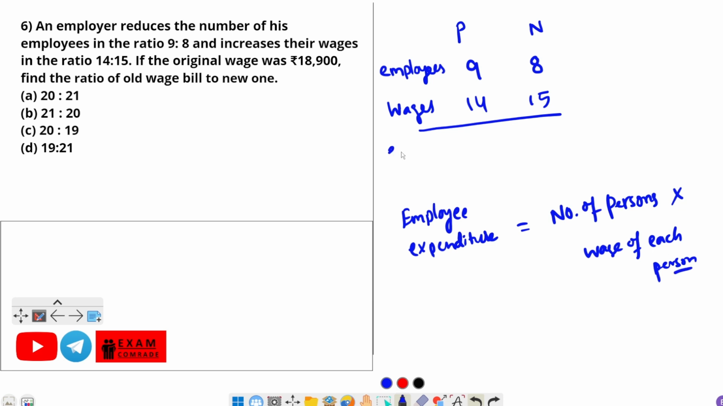So this expenditure can be written as multiplication of 9 into 14 and 8 into 15. Cancel out the common terms, that is 3 into 3 is 9, 3 into 5 is 15, 2 4s are 8, 2 7s are 14, that is 21:20. So the expenditure is reduced. 21:20 is the right answer.